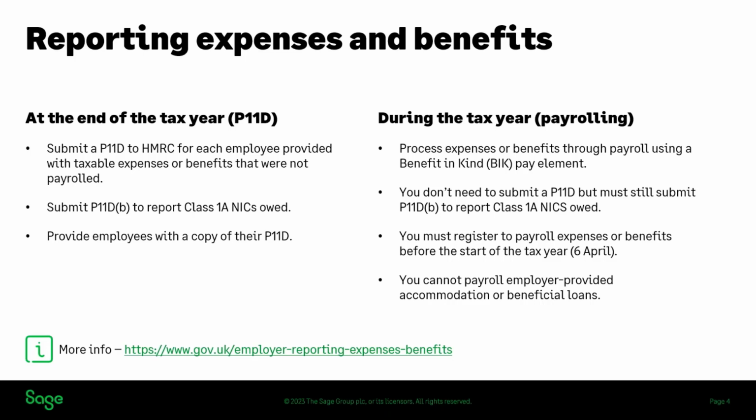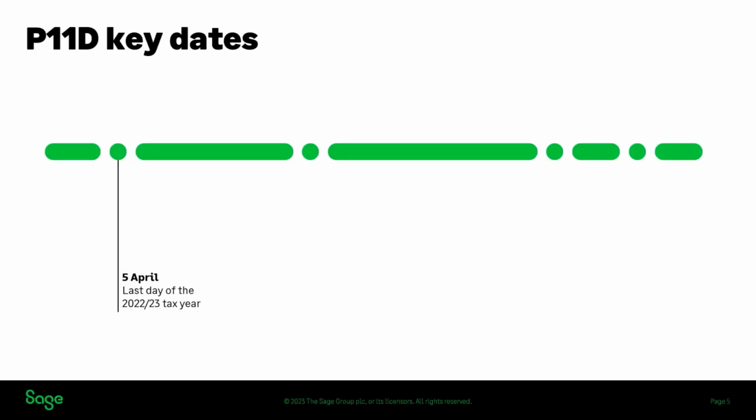So let's now take a look at some key P11D dates. And we've started this off with the 5th of April. That was the last day of the previous tax year, 2022 to 23. And on your P11D, you'll be reporting the expenses and benefits provided up to and including that date. So for the full 2022 to 23 tax year. And that was also the deadline to register to payroll benefits if that's something you wanted to do in the current tax year, 2023 to 24.